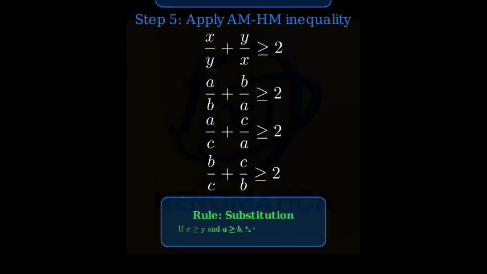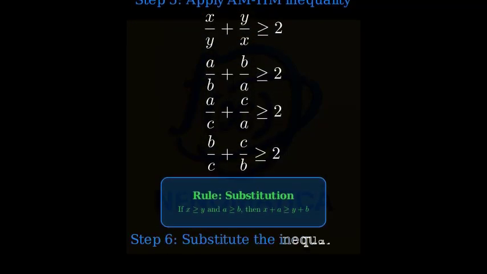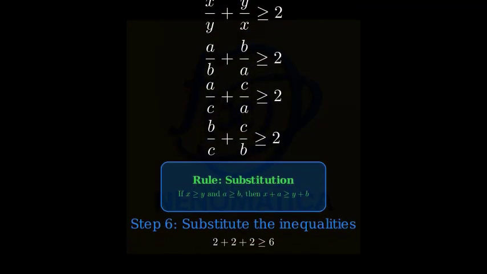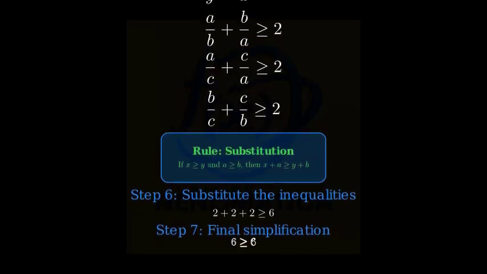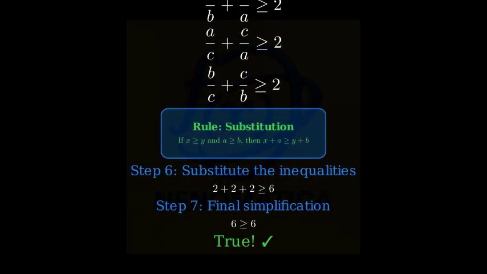Now, we can substitute these inequalities into our expression. We have that a over b plus b over a is greater than or equal to 2, a over c plus c over a is greater than or equal to 2, and b over c plus c over b is also greater than or equal to 2. So our expression becomes 2 plus 2 plus 2, which is 6. Finally, we simplify to get 6 is greater than or equal to 6, which is always true.